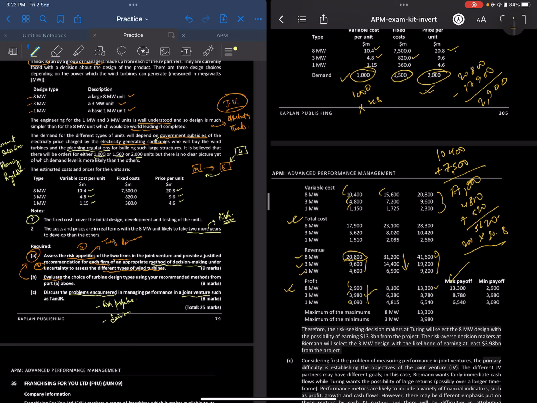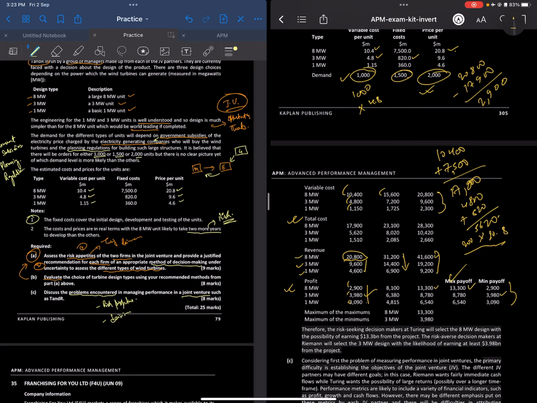Okay, so you can look at the maximum payoff as well over here. In this scenario, the maximum payoff is going to be 13,300, and then for 3 megawatt it's this much, and then for the lowest we can look at that as well. Among this maximum payoff, what will happen? We select the maximum, 13,300, and among the lowest, we select the highest, 3980. Right, so that's how we can look at it.